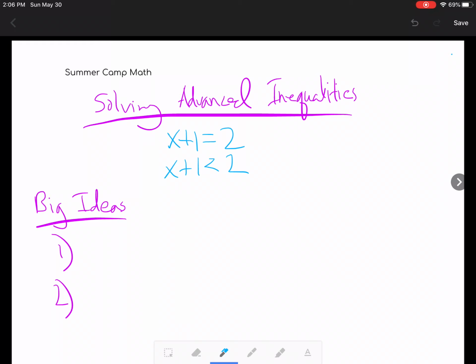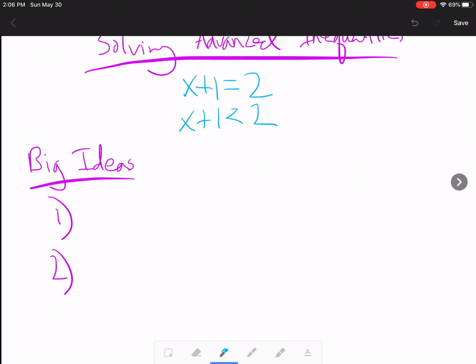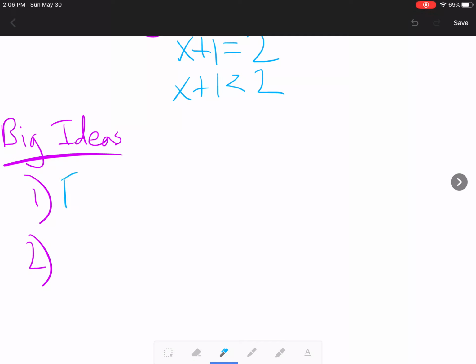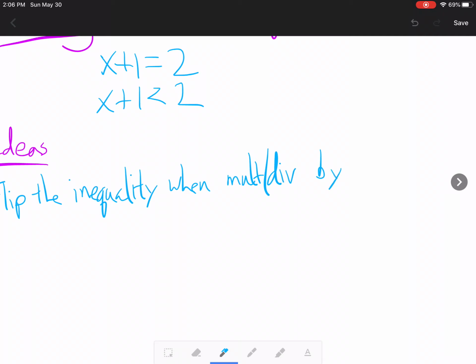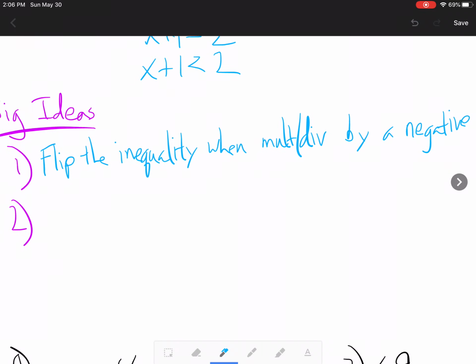So a couple of things. I want to start off by talking about a couple of big ideas. First idea is that we have to remember to flip the inequality when we multiply or divide by a negative. That's the big one. And again, we've done that before, so that shouldn't be new to you, but just remember that still works.